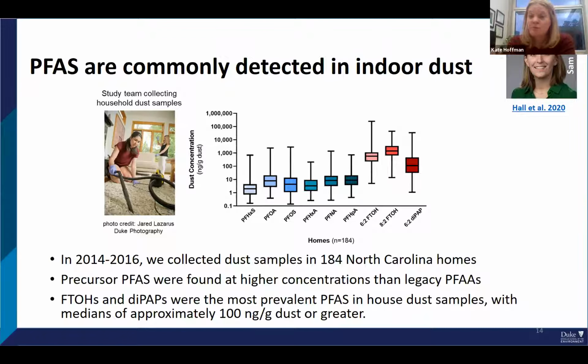The precursor compounds, in particular the FTOHs, which are shown here in red, were detected at higher concentrations than the legacy PFAS, which are shown here in blue. FTOHs and diPAPs were both detected at medians of 100 nanograms per gram in dust or higher. And I just want to show that slightly differently because I think it's kind of hard with a log scale here. You can get a little bit lost in that data.